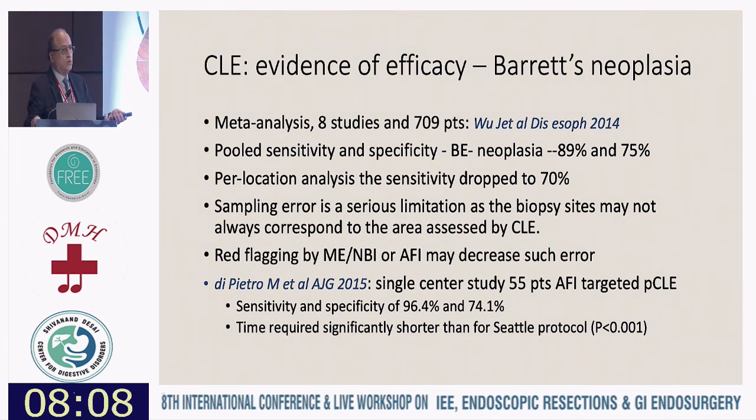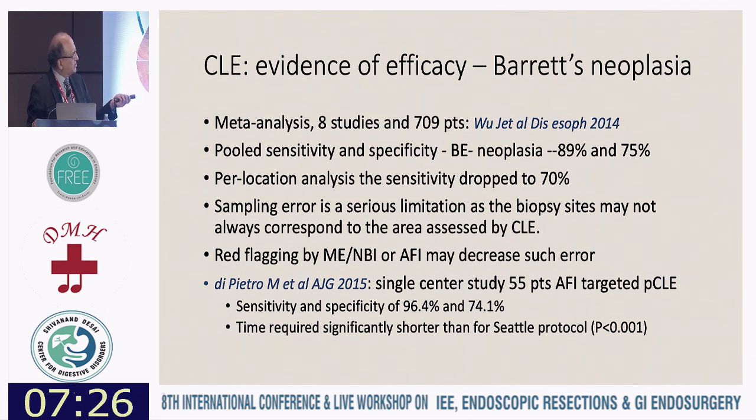And if you look at per location analysis, then the sensitivity drops down substantially. That means that if you do not localize the area of interest, then you may miss lesions with this technology, because the probe is small and it cannot visualize the rest of the lumen. So sampling error is a serious limitation, as the biopsy site may not always correspond to the area which you localize to the CLE, because here you are doing CLE and then taking biopsies. So red flagging by either magnification endoscopy or AFI or NBI is essential, so that you can localize the area, then apply the probe to the area specifically to be interrogated, because that is a very narrow field.